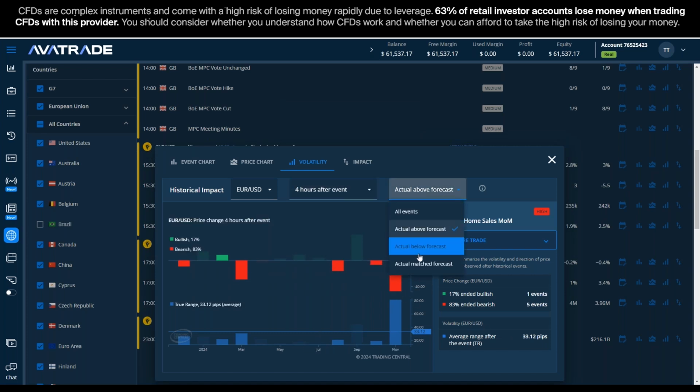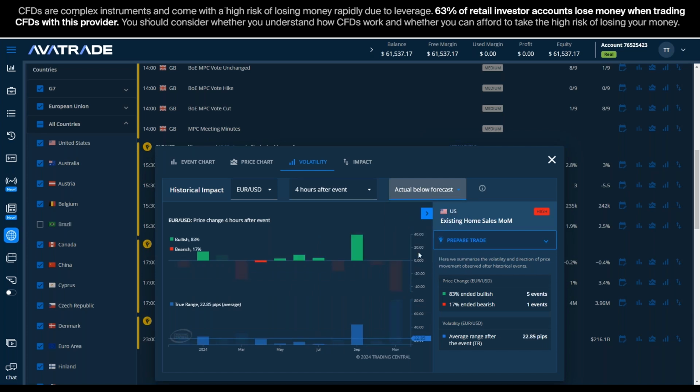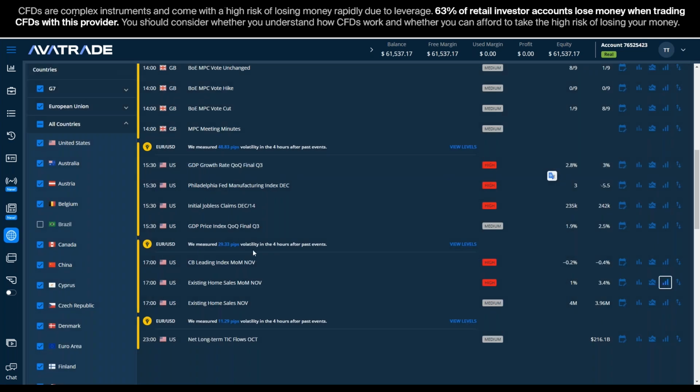Now, below forecast, we see the exact opposite. 83% Euro climbs against the USD. So we see a direct relationship here more than those other announcements. So I might lean towards this announcement more than the other announcements. And it could be because this happens because there are less announcements at this time.